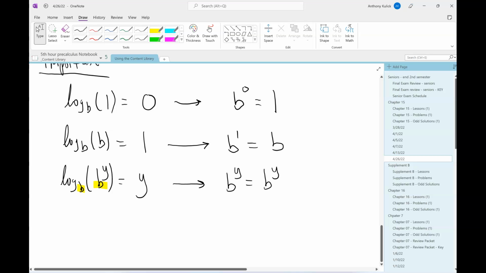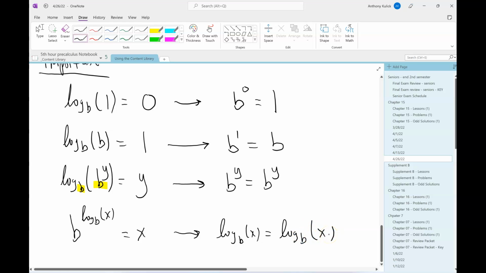And then the last piece was if we take the exponential equation, b to the log base b of x, that's equal to x. So if we take that exponential equation and write it as a logarithmic equation, we have the exponent is equal to log base b of the answer, which of course, log base b of x should equal log base b of x. Like, one of the fundamental rules of mathematics is that a number is equal to itself.